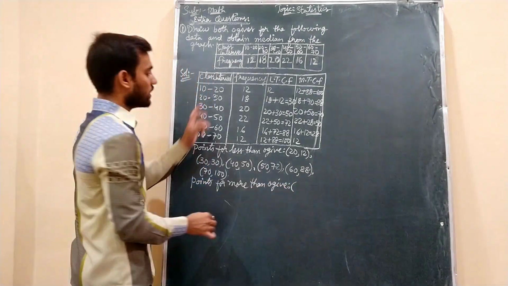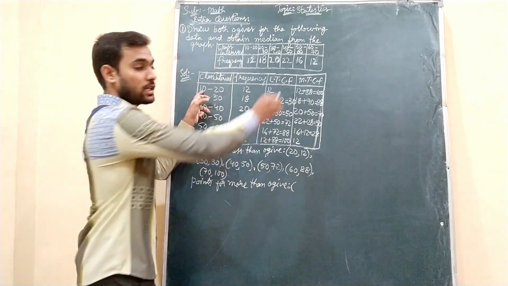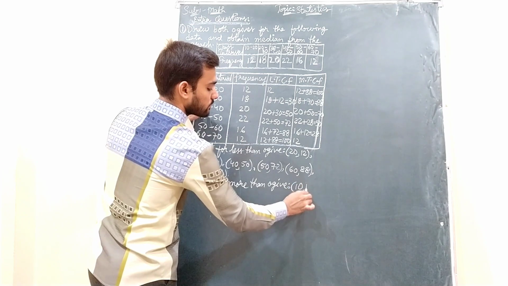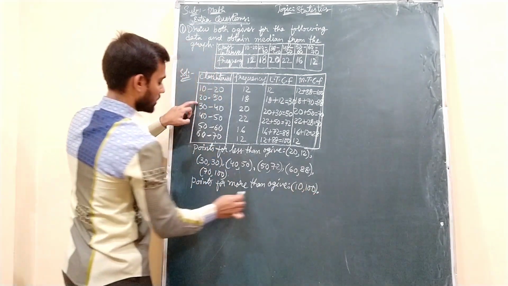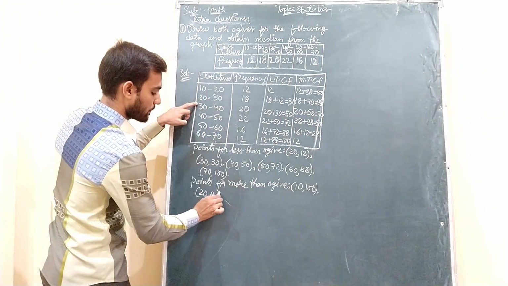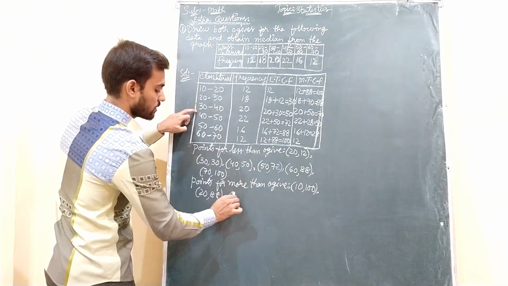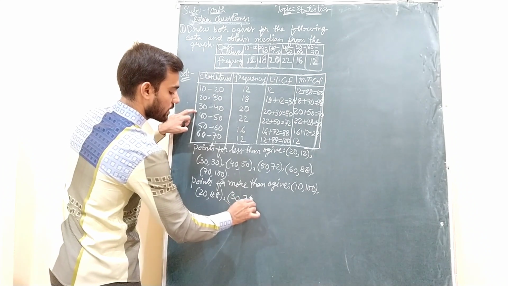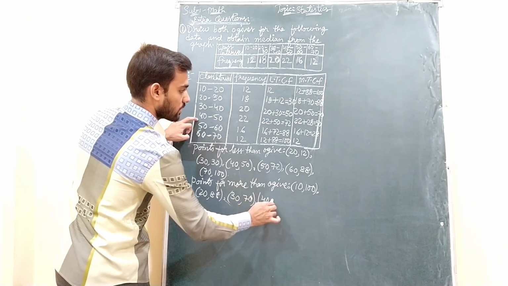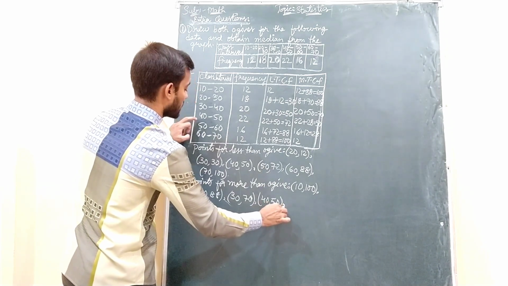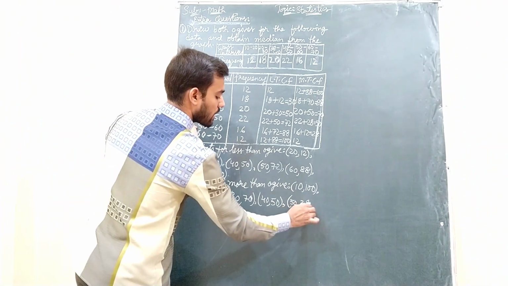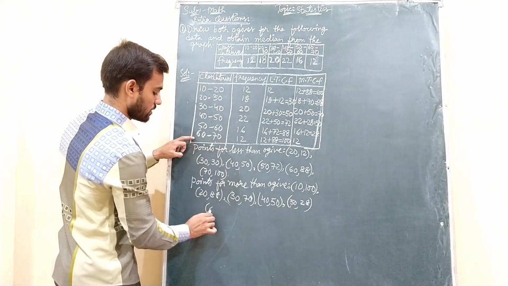For more than ogive, we will not take upper boundary, we will take lower boundary with their cumulative frequency. So 10, 100 is our first point. Next, 20, next cumulative frequency, 88. Then 30, 70. Next, 40, 50. Next, 50, 28. And then next, 60, 12.